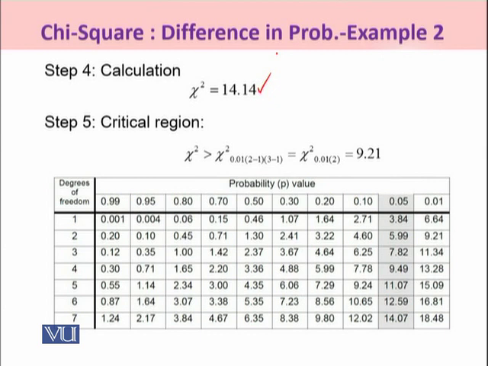Now the next step is to find out the critical region. We will find the critical region in exactly the same way, but here you have both rows and columns given. So your critical region will be chi-square greater than chi-square alpha with (r minus 1)(c minus 1) degrees of freedom. Remember that we have 2 rows and 3 columns, so in place of r we put 2 and in place of c we put 3, and alpha was 0.01.